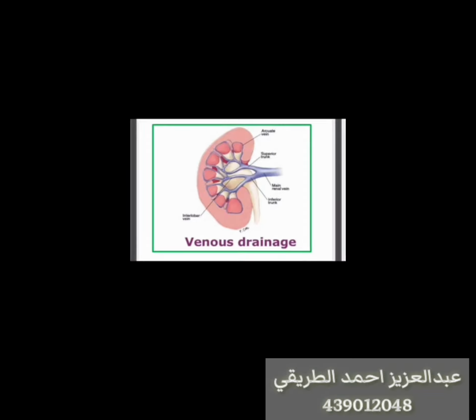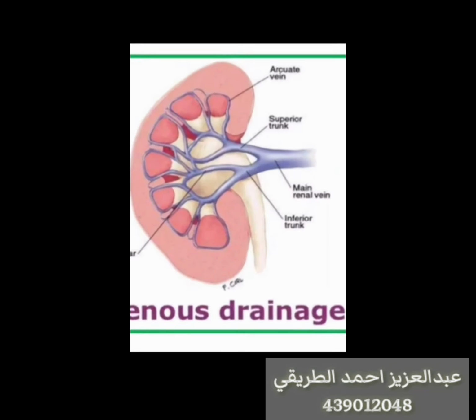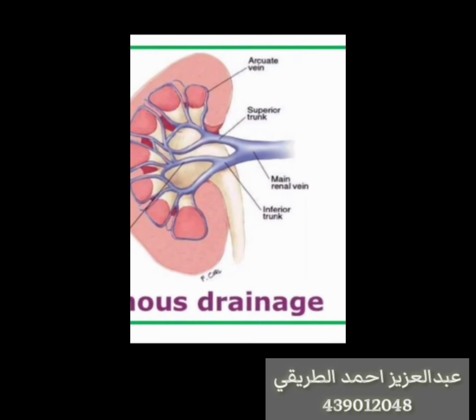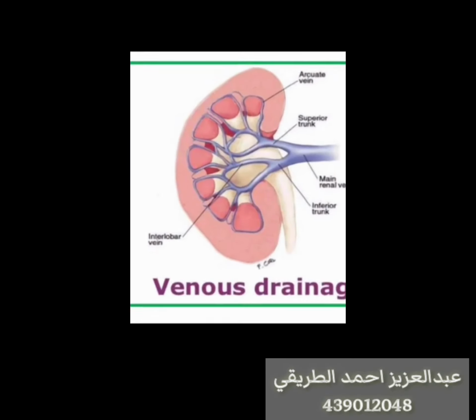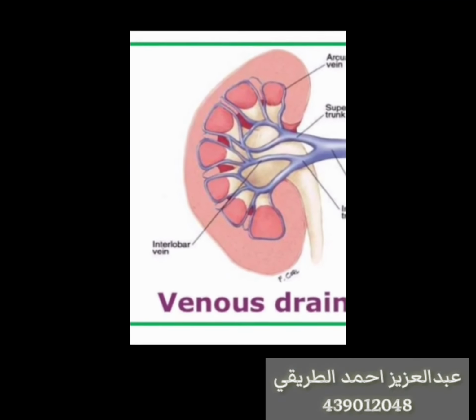So this is a photo for venous drainage. We can see the arcuate vein, the superior trunk, the main renal vein, the inferior trunk here, and the interlobar vein.